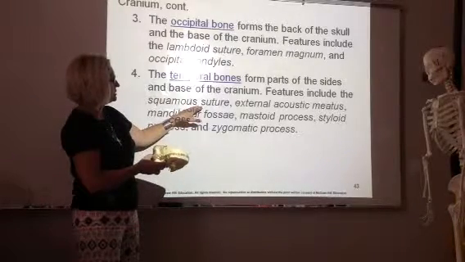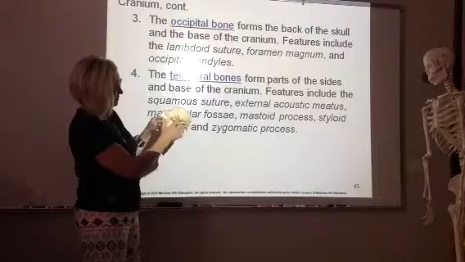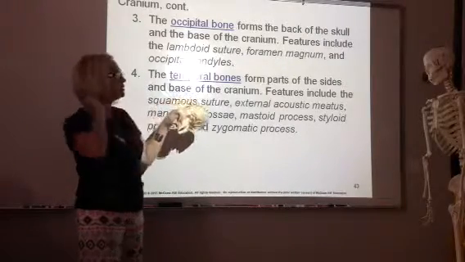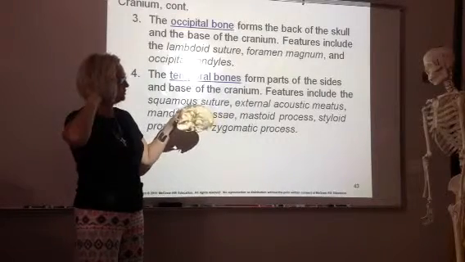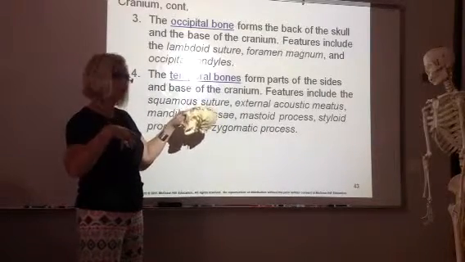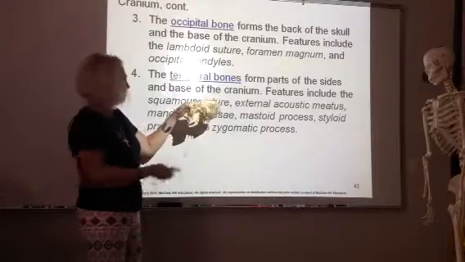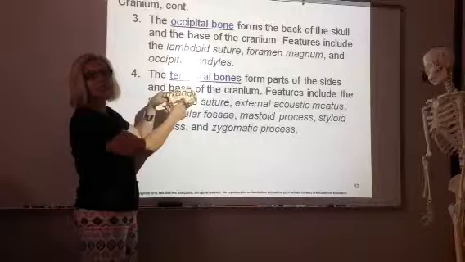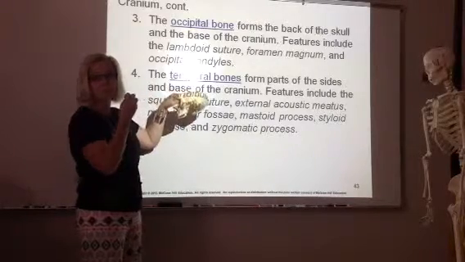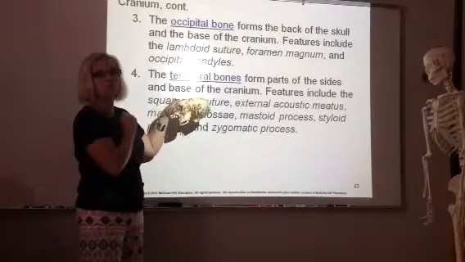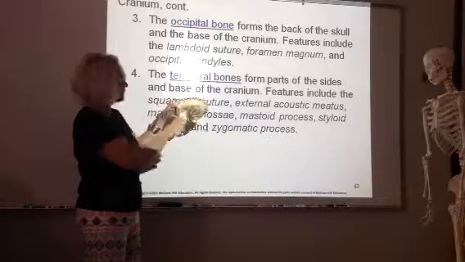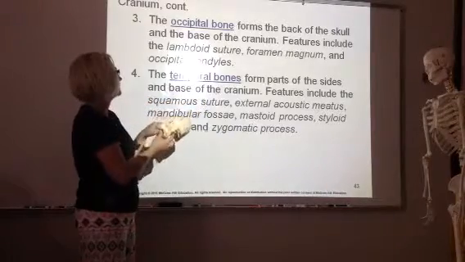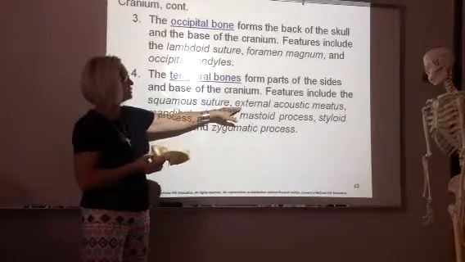External acoustic meatus, what is that for? Hearing. Your ear is all cartilage, so when your cartilage disintegrates and all that's left is your bones, there's the opening that your ear goes into, because when you pick up information, that has to go to your what? Brain. So there's the opening that will lead into your brain. So that's the external acoustic meatus.